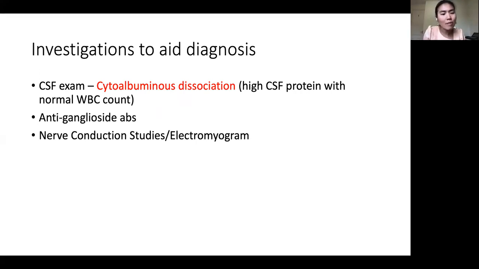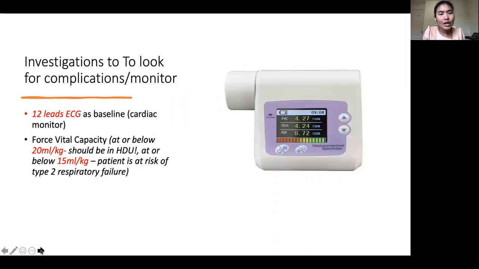So I'm not going to talk about those in detail here, okay? And the second part of investigation is to look for complications and to monitor. So 12 leads ECG, it's a very simple but very important investigation in this condition.